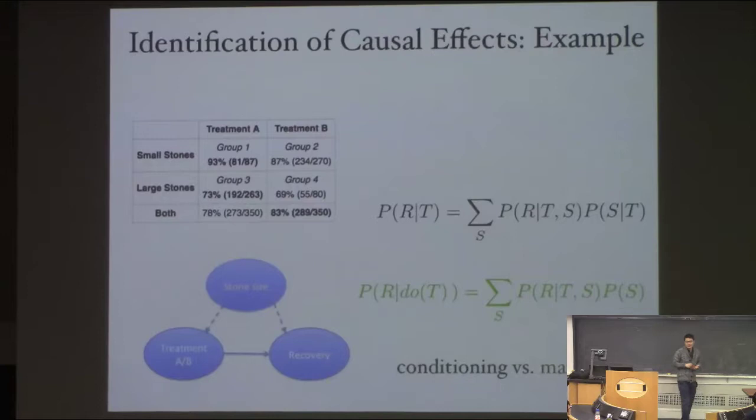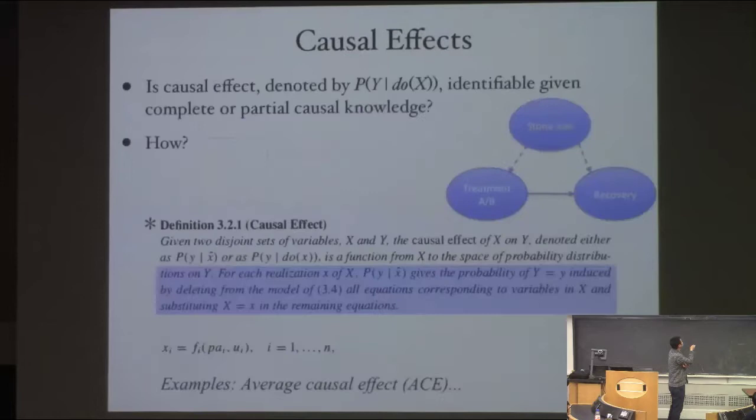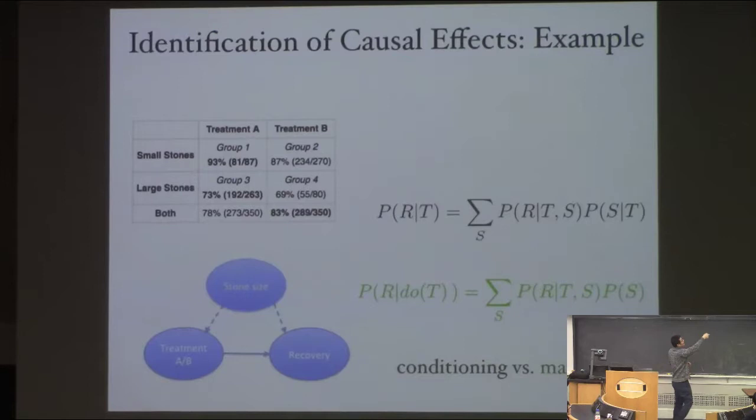When you want to infer the causal effect, what do you do? Remember this. The causal effect is represented by the probability of recovery given the intervention on treatment. I set the value of treatment to either A or B over here. This means I do intervention over here, which also means I cut off all those edges into this variable. So here, this edge will disappear because I do intervention over here.